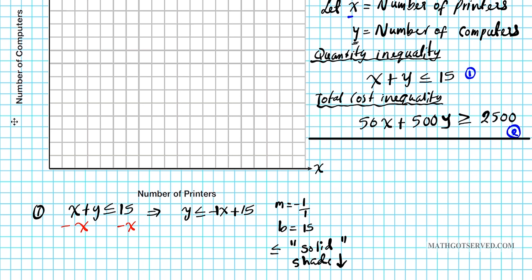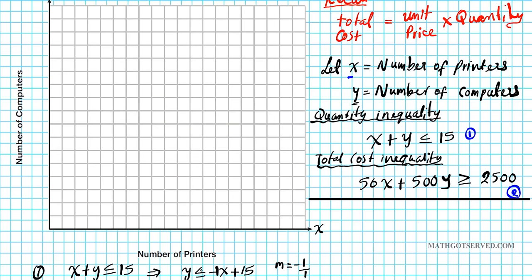We start from the y-intercept, 15. So let's go ahead and do that. Counting 1, 2, 3, 4, 5, 6, 7, 8, 9, 10, 11, 12, 13, 14, 15. That's our y-intercept, so let's go ahead and graph it.